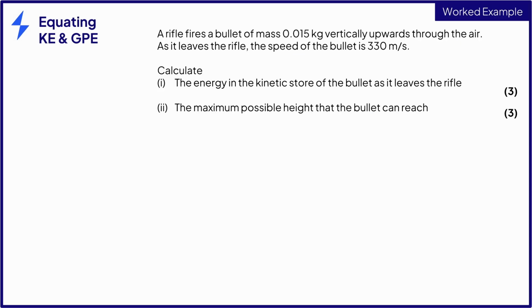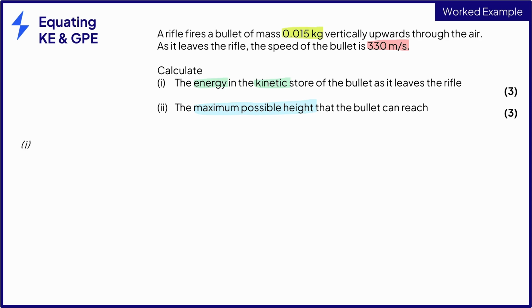Let's take a look at an example exam question. A rifle fires a bullet of mass 0.015 kilograms vertically upwards through the air. As it leaves the rifle, the speed of the bullet is 330 meters per second. Calculate, firstly, the energy in the kinetic store of the bullet as it leaves the rifle for 3 marks, and then the maximum possible height that the bullet can reach, also for 3 marks. Notice here that the question is asking about both the kinetic energy and the gravitational potential energy of the bullet. This is very common. Most exam questions will link these two topics in this way.